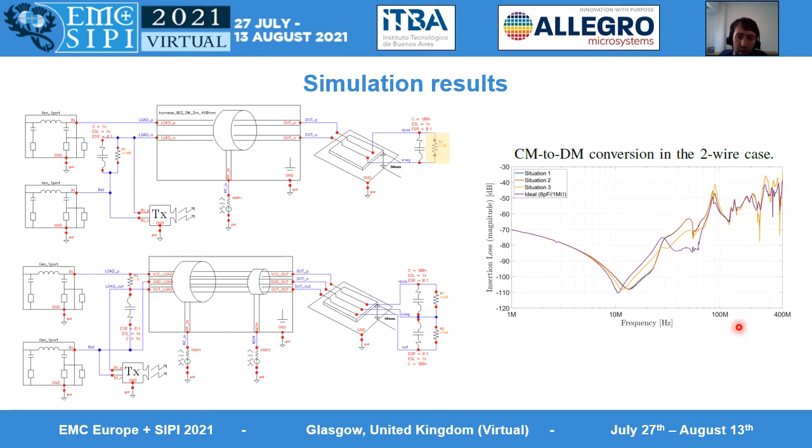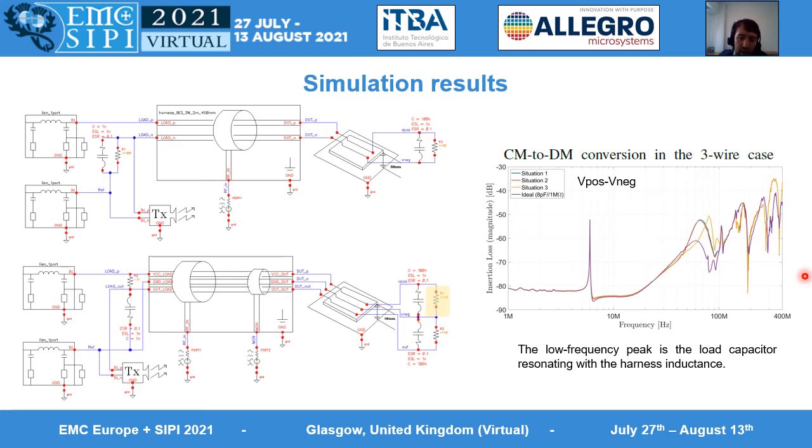The results are shown here, and we can see that in the three different situations, and in the ideal case where we only have the differential impedance specified in the user manual and no common mode impedance, the performance is quite different. In fact, we can see that it's not sufficient to be in situation 3 in order to provide better accuracy and correlation when compared to the ideal situation.